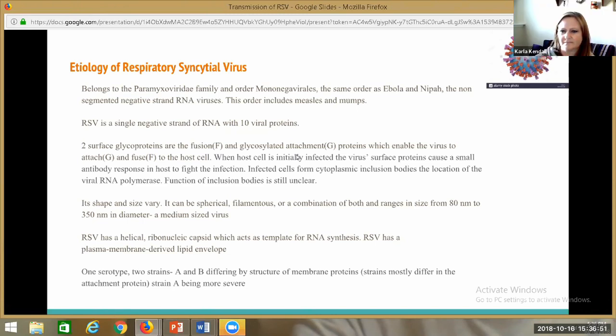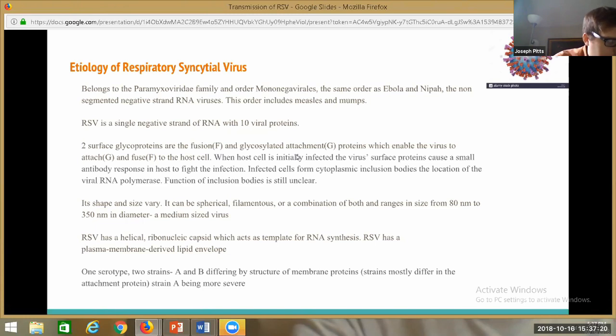RSV has 10 viral proteins. 2 of the surface proteins, the fusion and glycosylated attachment proteins known as F and G, allow the virus to attach and fuse to host cells. When the host cell is initially infected, these surface proteins cause a small antibody response to fight off the infection. Cytoplasmic inclusion bodies are the location of viral RNA polymerase.